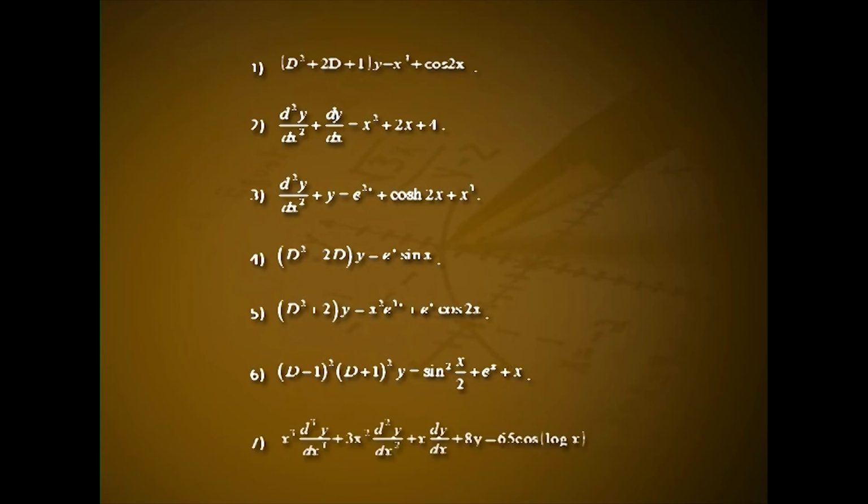Fourth one, (D² − 2D) y = e^x sin x. Fifth one, (D² + 2) y = x² e^(3x) + e^x cos 2x. Sixth one, (D − 1)² (D + 1)² y = sin²(x/2) + e^x + x. And the seventh one, x³ d³y/dx³ + 3x² d²y/dx² + x dy/dx + 8y = 65 cos(log x).